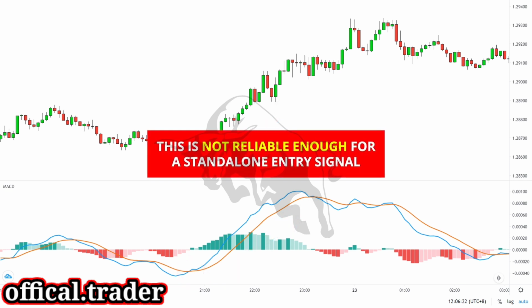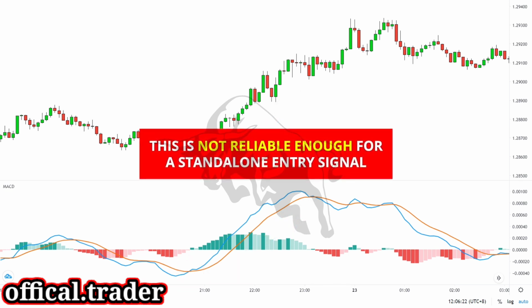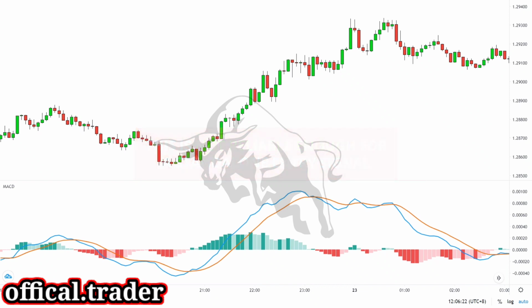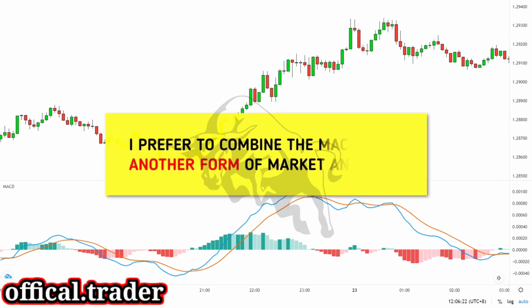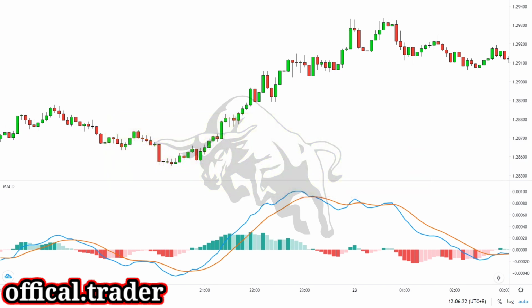But from what I've found, this is not reliable enough for a standalone entry signal. You'll often see periods where the MACD line and signal line cross over one another many times back and forth. If you took an entry every time they crossed each other, then you would quickly lose many trades in a row. So I prefer to combine the MACD with another form of market analysis and use the crossover of the lines as an entry signal only after I've already established a strong trade premise.